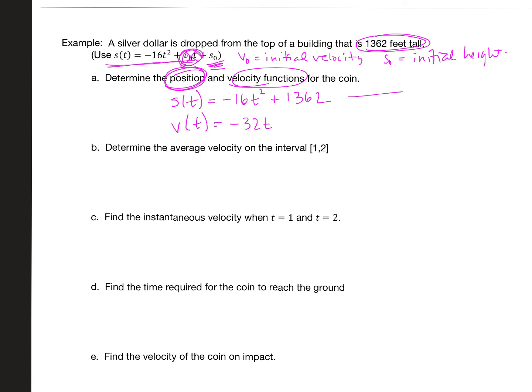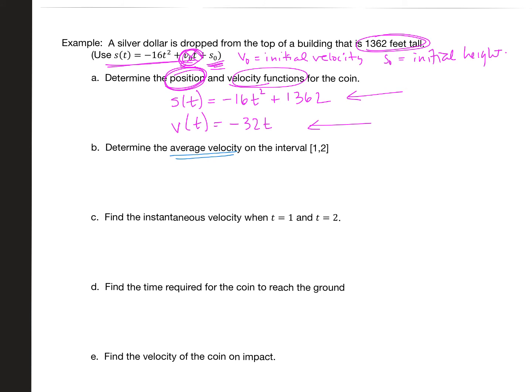Okay, so the top one is all about height and time, and the bottom one is about speed and time, or velocity and time. This comes in really, really handy, and it's really important for the rest of these questions because you're going to need to know which of these functions am I using. Do I care about position or do I care about speed? Okay, so on question B, it says the average velocity.